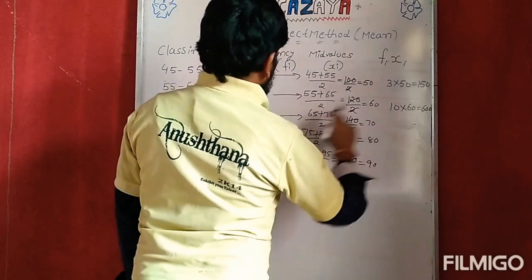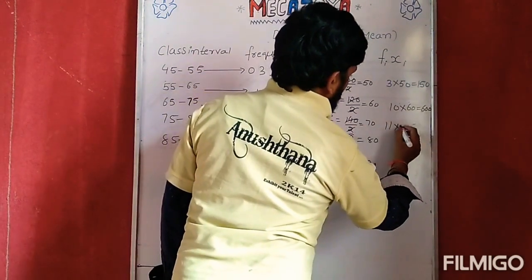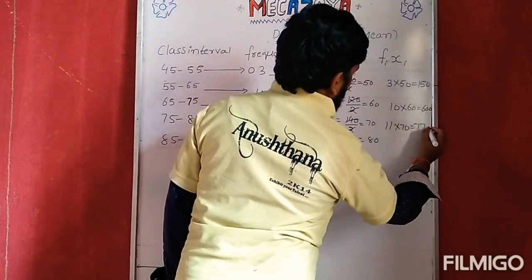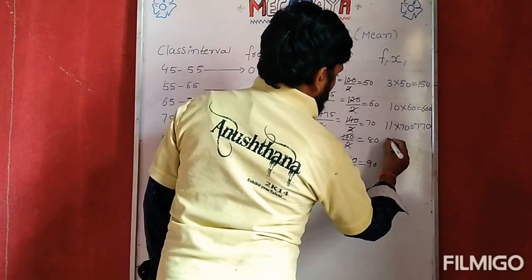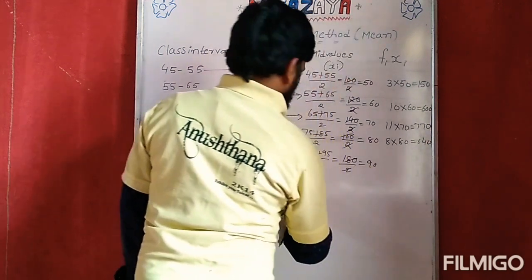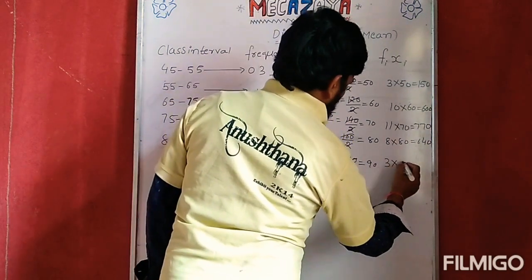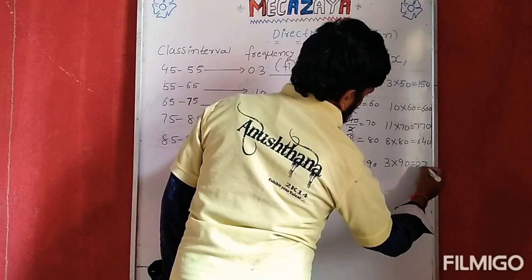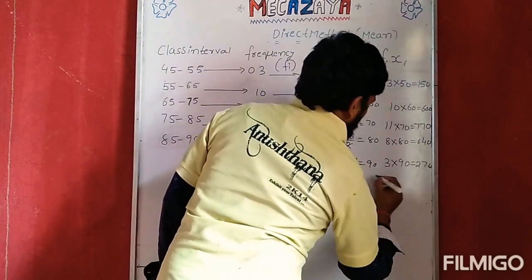So 10 into 60 is 600, 11 into 70 is 770, 8 into 80 is 640, and 3 into 90 is 270. Let us add these.